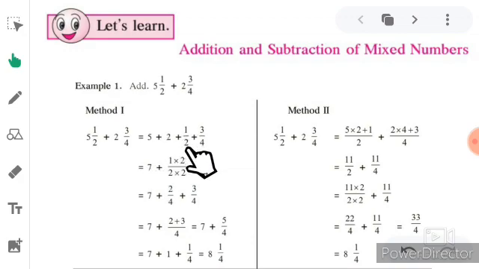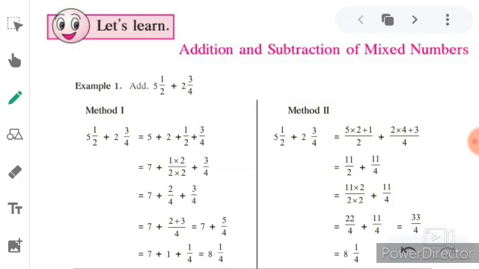Now students, 5 plus 2 is equal to 7. Then these are unlike fractions, so you will have to convert 2 into 4. So we will multiply 1 upon 2 by 2. 1 multiplied by 2 is equal to 2, and 2 multiplied by 2 is equal to 4. So here 7 as it is, then 2 upon 4 plus 3 upon 4. We add the numerators, 2 plus 3 upon 4. Now 2 plus 3 is equal to 5, so 5 upon 4.